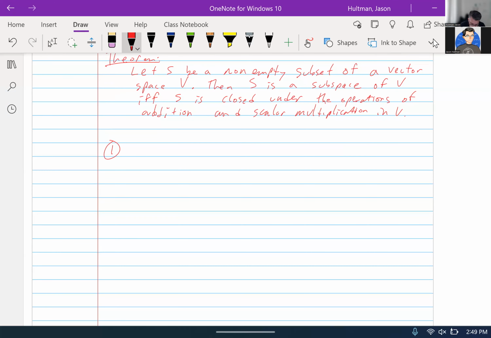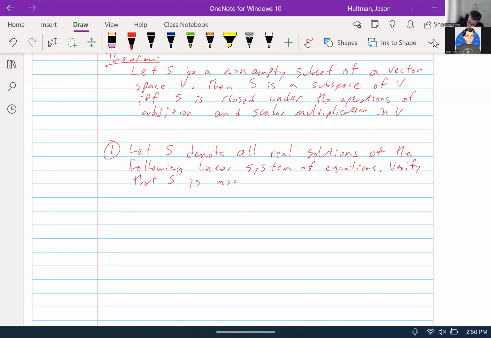Number one. Let S denote all real solutions of the following linear system of equations. Verify that S is a subspace of R3.